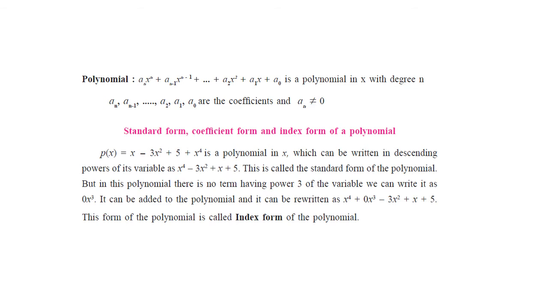If you observe this polynomial carefully, you will understand that there is no term having the power 3 of the variable. We can write it as 0x cube. Then it can be added in the polynomial and rewritten as x raised to 4 plus 0x cube minus 3x square plus x plus 5. This form is called the index form of the polynomial.